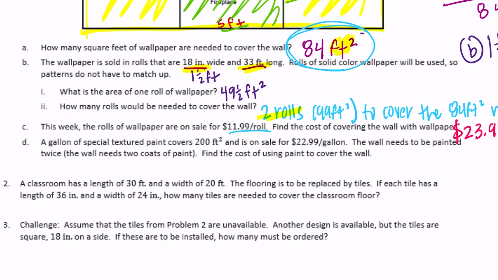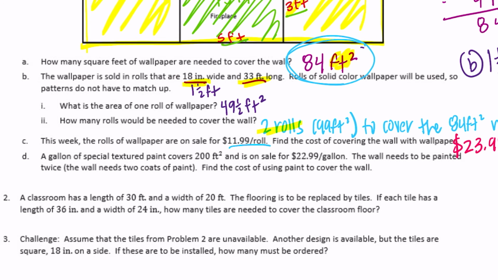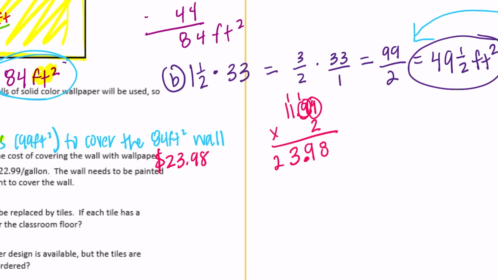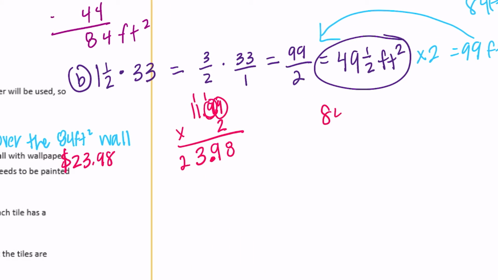D. A gallon of special textured paint covers 200 square feet and is on sale for $22.99 a gallon. The wall needs to be painted twice, so the wall needs 2 coats of paint. Find the cost of using paint to cover the wall. So we need to paint it twice. So the 84 square feet that we had, we need to paint that twice. So I'm just going to do 84 times 2 to figure out how much we're going to have to cover.